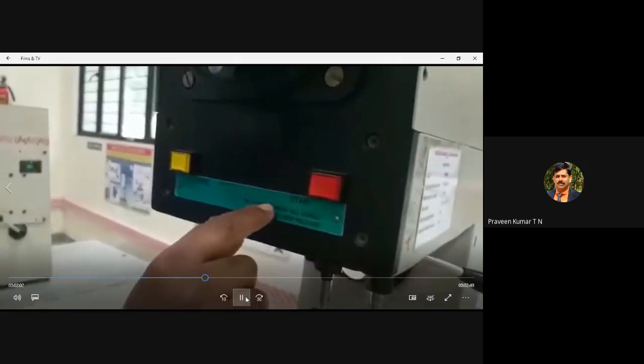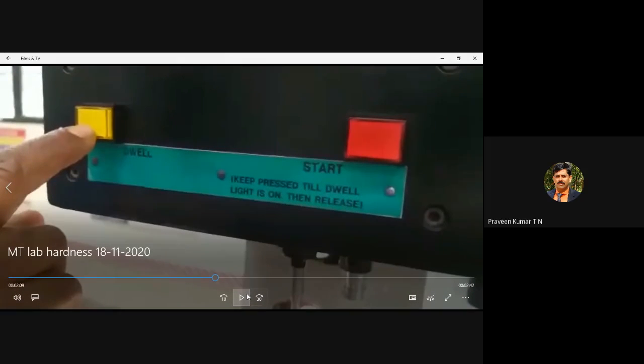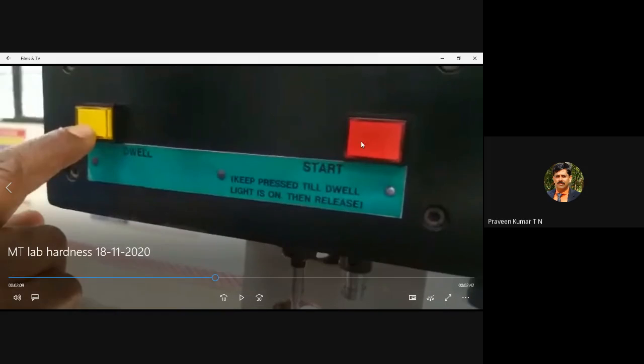Once you press the start button, only then is the load applied. You have to hold it for a few seconds because if you just apply the load, the specimen will not undergo deformation. Some fraction of time is required to undergo plastic deformation on the specimen. That's why you have to hold the start button till you get the yellow light.